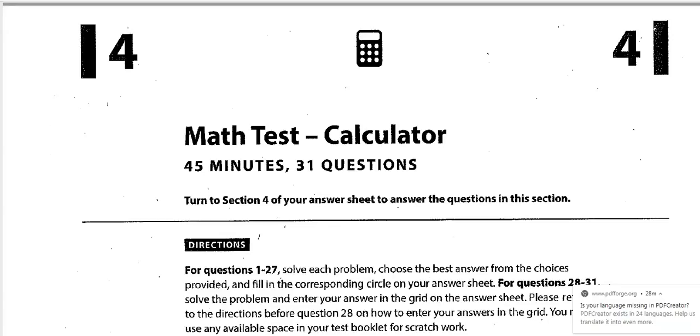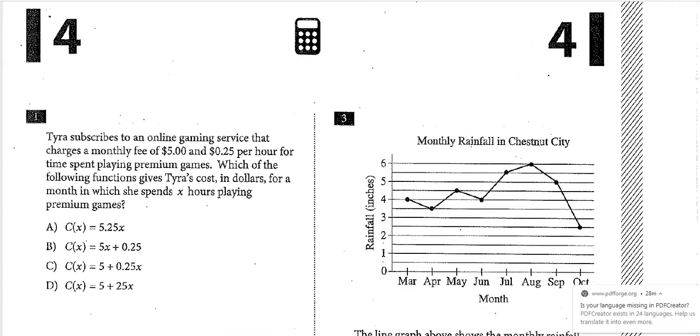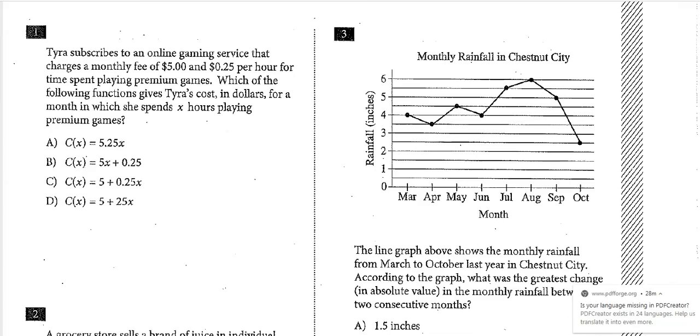All right, calculator section here. PSAT Practice Test 2019. Let's get after it. Tyra subscribes to an online gaming service that charges a monthly fee of $5 and 25 cents per hour. Which of the following functions gives the cost for a month if you spend x hours?